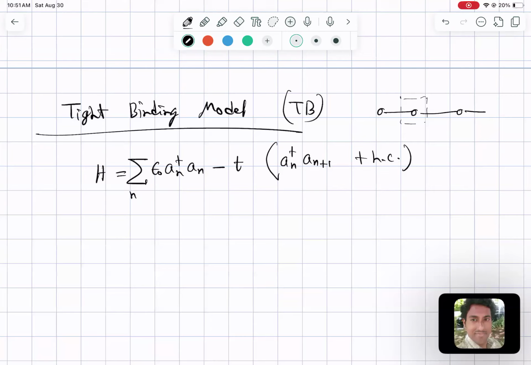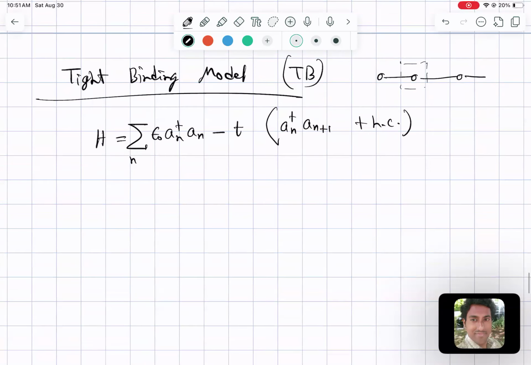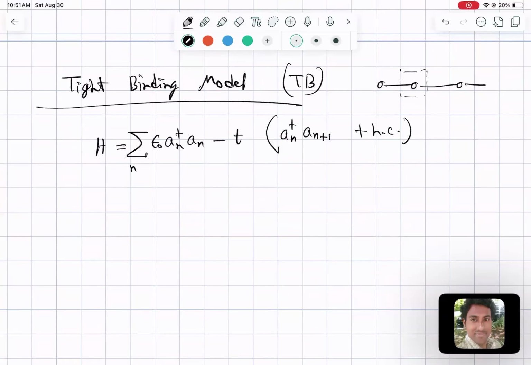Now, interesting things happen when we include more than one atom, like two atoms. Because we want to see the valence band and conduction band, and to see two bands we need two atoms, so for this model, two atoms per unit cell.